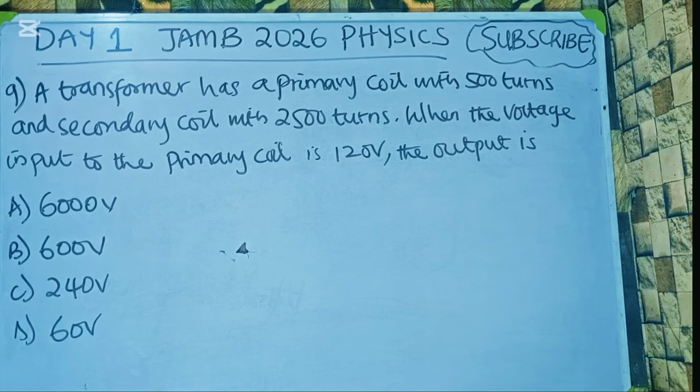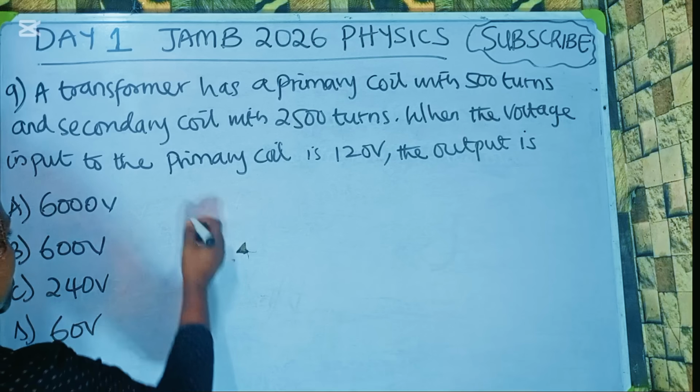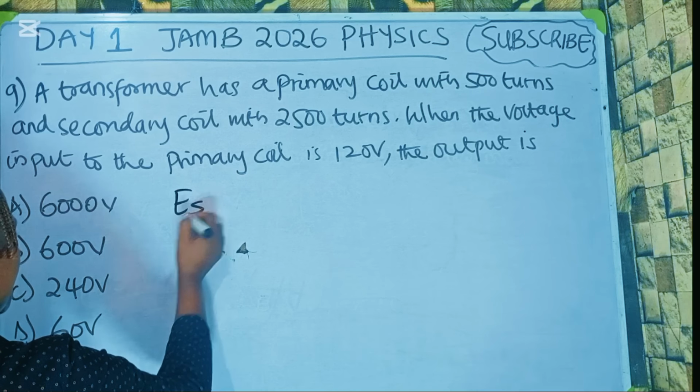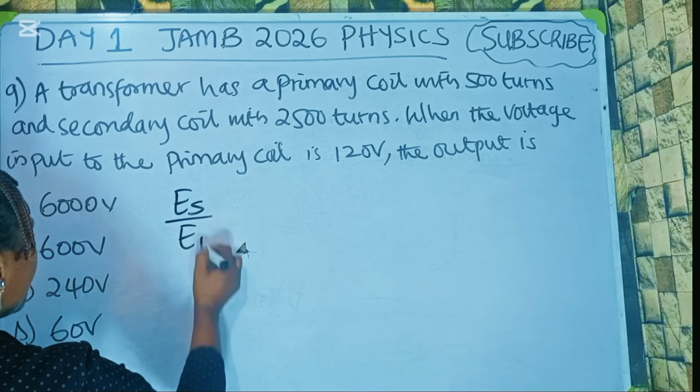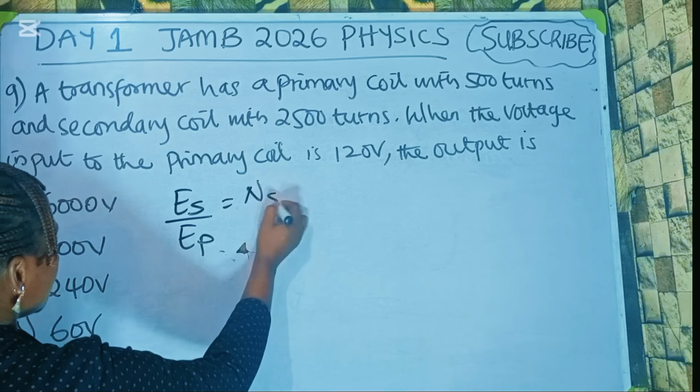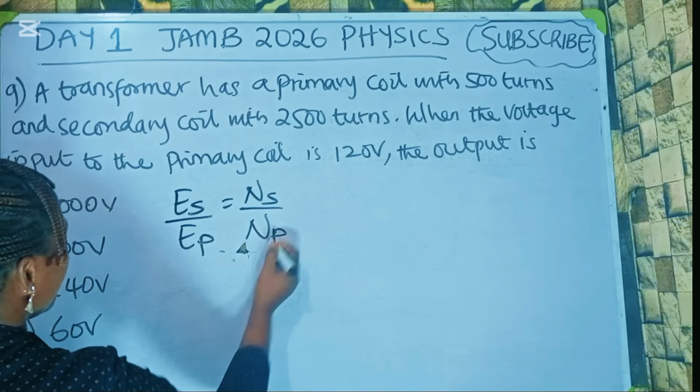Question 9. A transformer has a primary coil with 500 turns and a secondary coil with 2,500 turns. When the voltage input to the primary coil is 120 volts, the output is what? So you're looking for the voltage in the secondary coil. So let's go. The formula is voltage in the secondary coil all over voltage in the primary is equal to number of turns in the secondary over number of turns in the primary, okay?